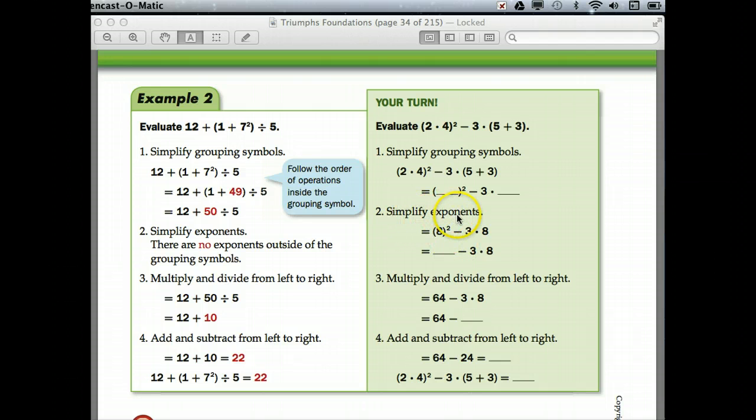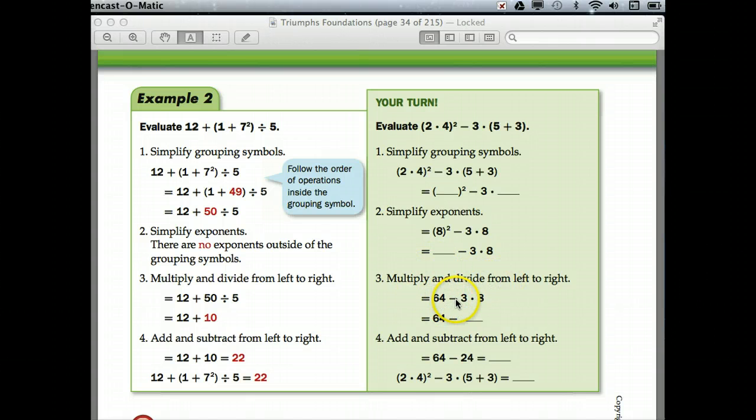Now we need to simplify our exponents. We've got one exponent here. What's 8 squared? How could we rewrite that? 8 times 8 gives us 64. Very good. So now we're going to multiply and divide from left to right.